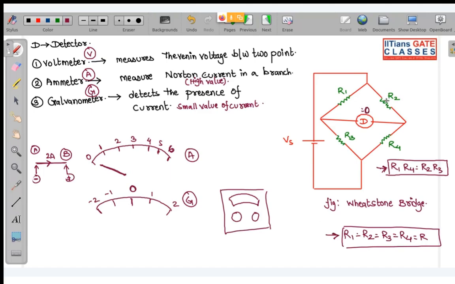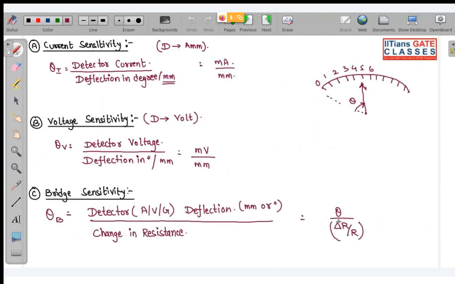Now, what you need to do, see this R2, I had taken this R2 as variable. If I vary this R2, its value was initially R. So I need to vary it by some value to get some output over here. By how much should I vary it? Let us assume the smallest change is del R, which is detected by this detector. So the smallest change in R with respect to the balanced value gives me the bridge sensitivity. Is it clear? Here I am taking the fractional change in R. This quantity is known as the fractional change in resistance with respect to the balance condition. Is it clear?